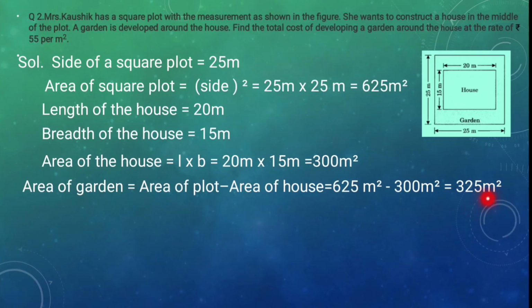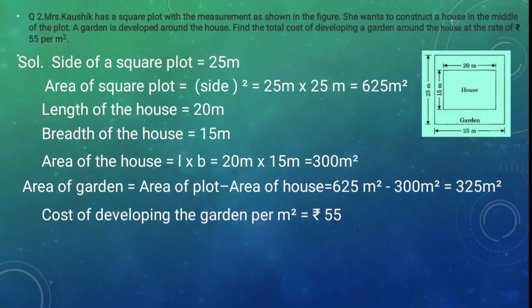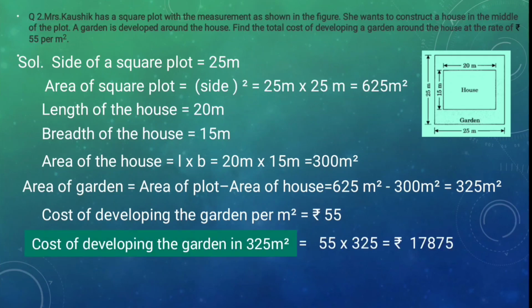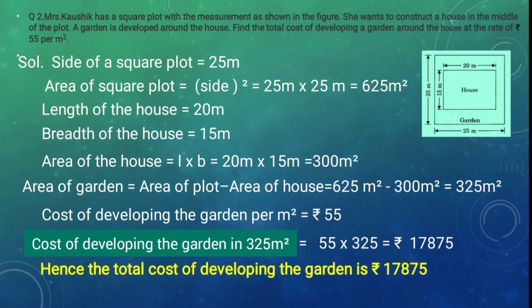So we have to find the cost of developing the garden in 325 meter square. What is the cost per meter square? Yes, that is rupees 55, right? Then the cost of developing the garden is equal to 55 into 325, which is equal to rupees 17,875. Understood? So the cost of developing the garden is rupees 17,875. Hope you understood. Good.